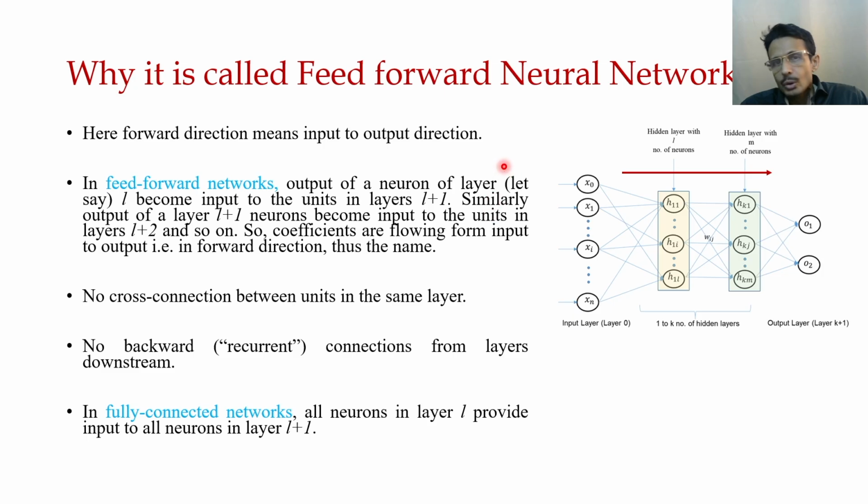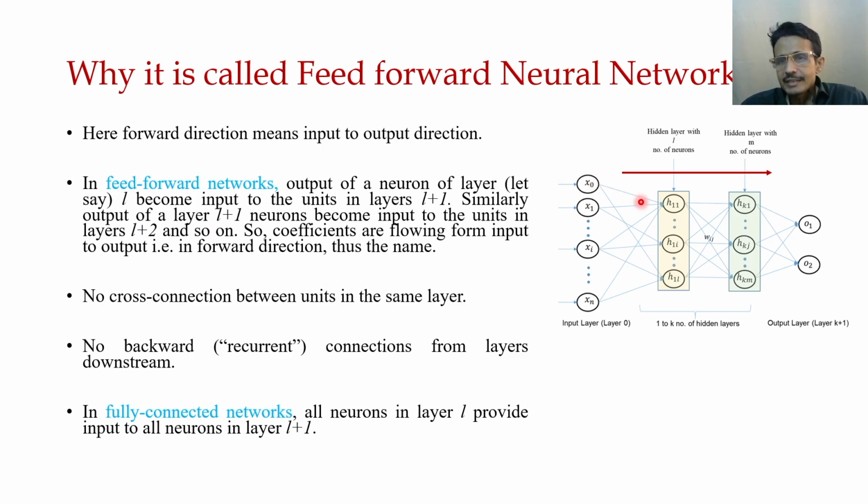Thus, what we can understand is that in this feed forward neural network, the data or inputs are going from input to output direction, and there is no cross connection between the units in the same layer. There is no connection from this neuron to this neuron. As of now, there is no cross connection, and there is also no backward connection, from here to here, as per whatever architecture we have.